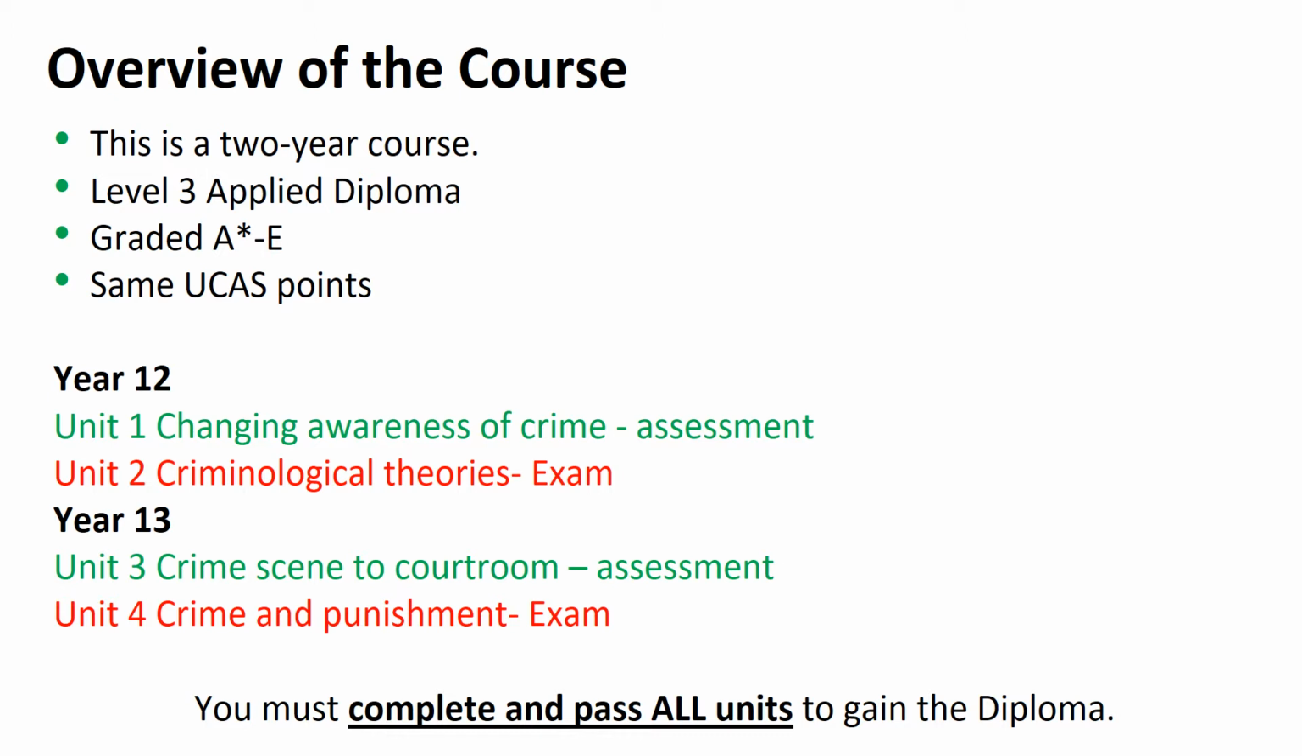Now, across the 2 years, you'll study 4 different units. 2 of those will be completed in Year 12 and 2 in Year 13. We think that this is really beneficial to our students, as it means you get 2 units completed and out of the way in Year 12, so that you only have 2 units to learn for Year 13, and this gives you more time to concentrate on your other A levels in your other Year 2 summer exams.